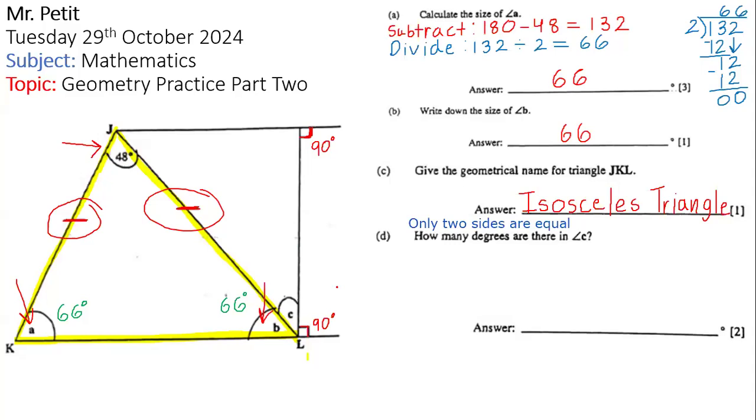Go ahead, Antoine. But I think C and B are equal. So I think C is equal to 66. Okay, he said C is equal to 66. Anyone else want to try?